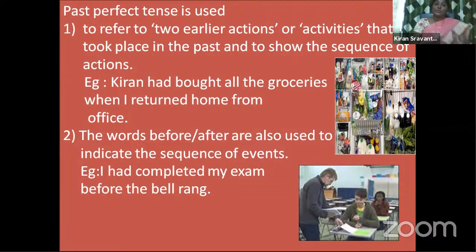So the first completed action, completion of exam, and the next completed action, the bell rang. The first completed action would be expressed using past perfect tense. For example, I had completed my exam before the bell rang. If I complete a session before the allotted time, tomorrow I can say, I had completed my yesterday's session before sir indicated that the time was over. You can frame any number of examples. You need two completed actions, the first completed action and the later completed action, and we will also have hints like before or after.